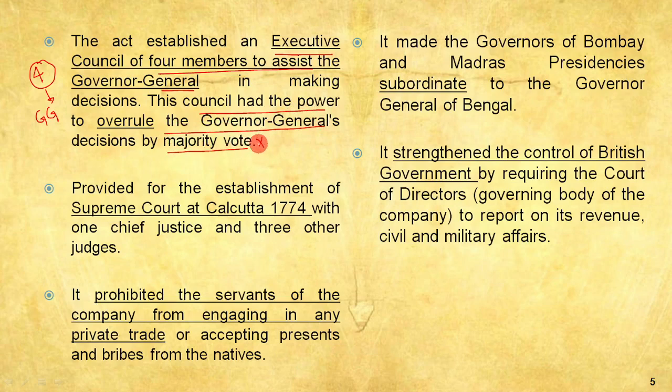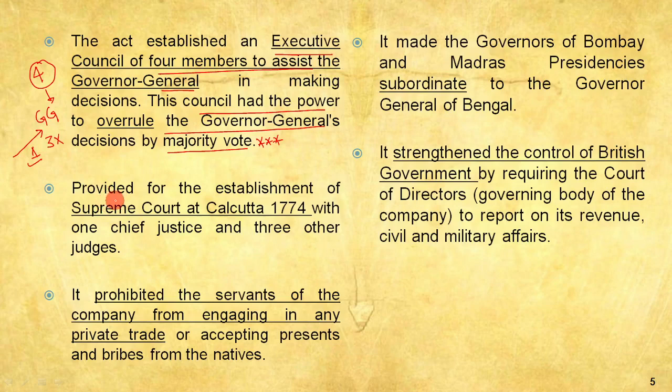This is a very important point. Suppose there are 4 members in the executive council, and the Governor General wants to take a decision, but out of 4 only 1 is in favor of the Governor General and the 3 other council members are not in favor. Then such a decision of the Governor General will get overruled.